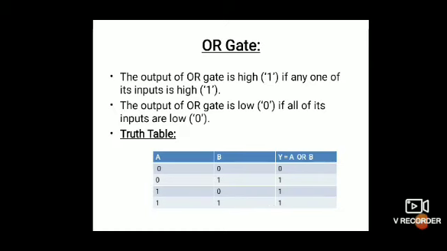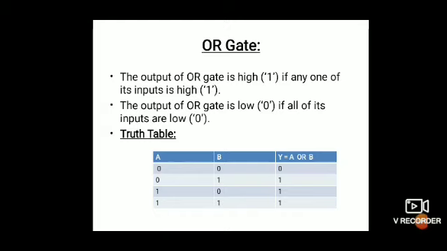So next one is the OR gate. The function of the OR gate is like addition. The output of the OR gate is high if any single input is high. If any input is high, what will be the output of the OR gate? High. If both the inputs of the OR gate are low, the output will be low. The truth table below shows the relationship of the inputs with the output. As we said, the OR gate works as addition in mathematics.